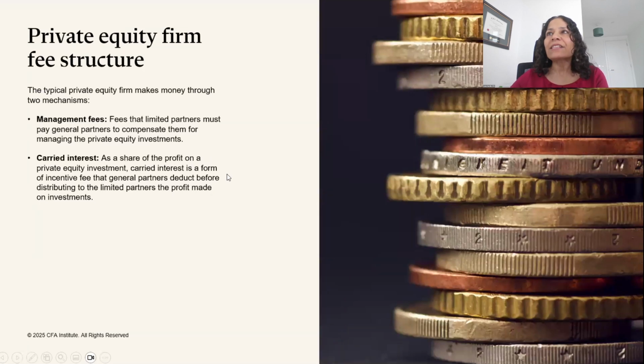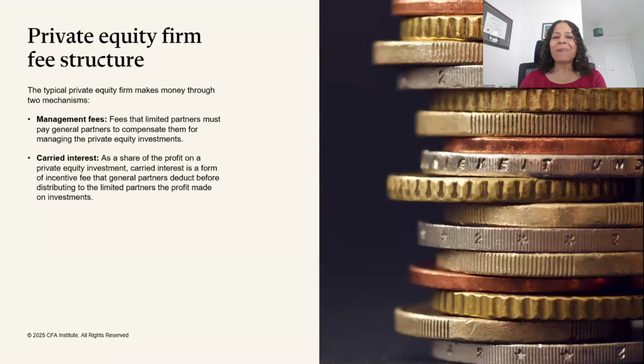A typical private equity firm makes money through two mechanisms. There are management fees and there is carried interest. And I know carried interest is another of those phrases which can be quite confusing, but we'll simplify it over here. Management fees are the fees that limited partners, for example, the institutional investors, must pay general partners to compensate them for managing their investments. So it's a fee for services rendered. Simple and straightforward. What about carried interest?